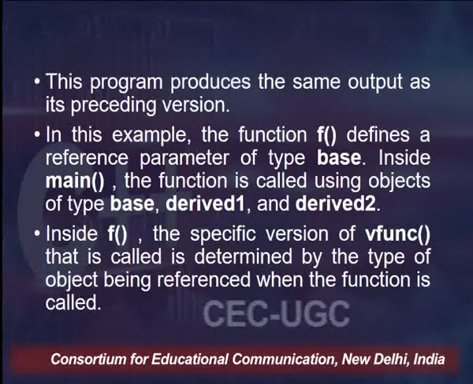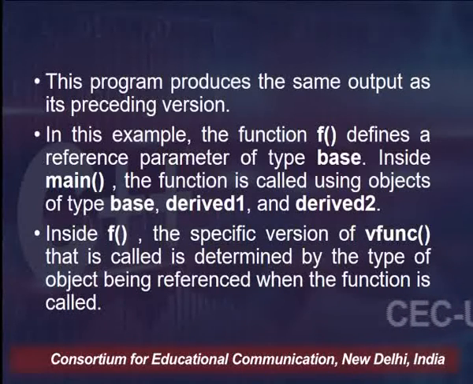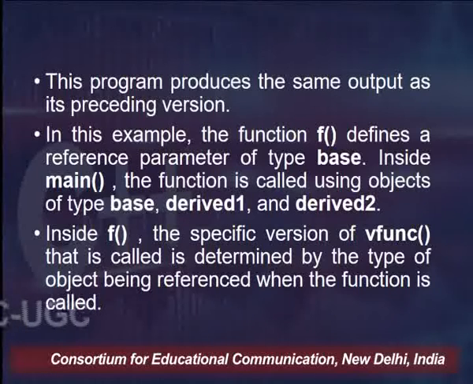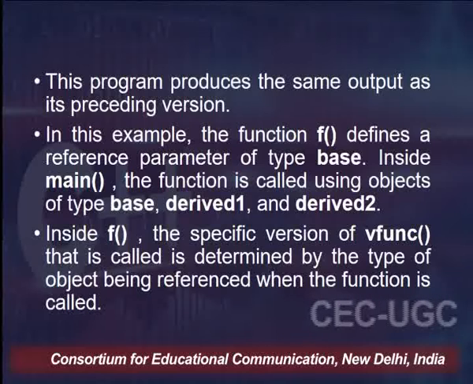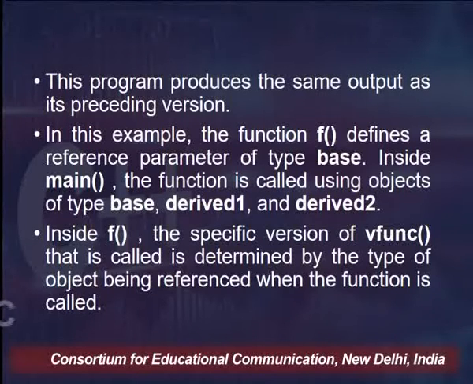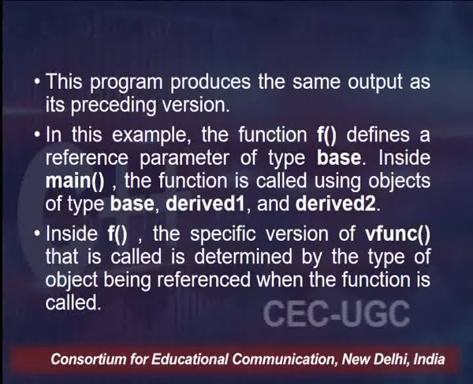In the earlier program, it was on the basis of the pointer and the address to which the pointer was pointing that determined which vfunc is to be called. Here, it is determined by the type of object being referenced. So the two programs produce the same output. The only difference is the mechanism, the way in which it has been attained, because I have already told you that a reference is also, we can say, an implicit pointer.